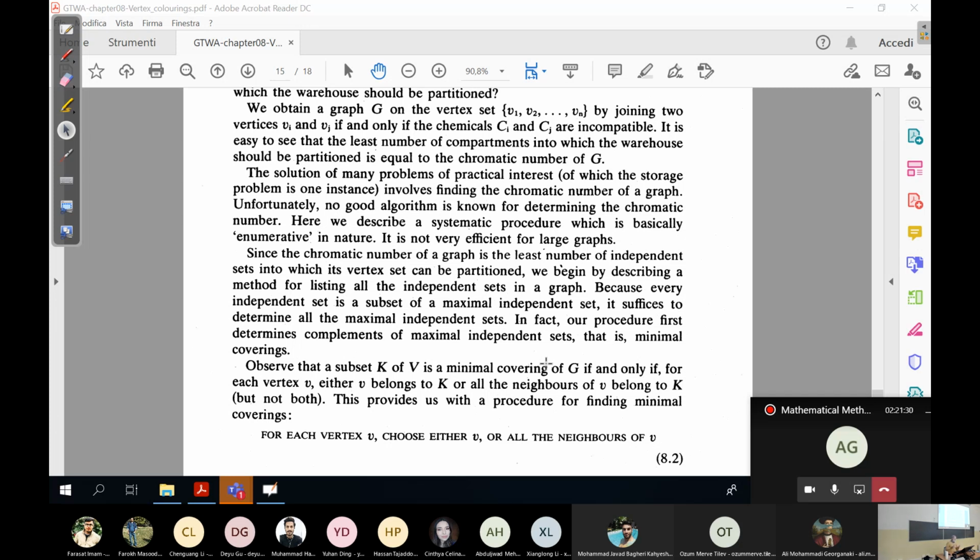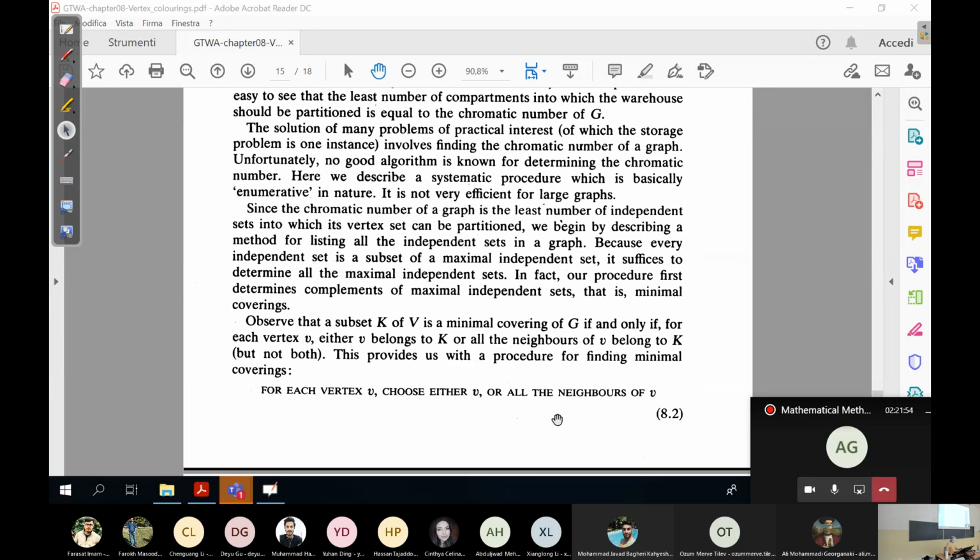And now the interesting thing is that we use some logical operations. I know that some of you already know all this. Please forgive me if it is boring, but I think it's a nice thing to see the interplay of this type of problems with elementary logic. Okay, the idea is this: a procedure for finding minimal coverings.